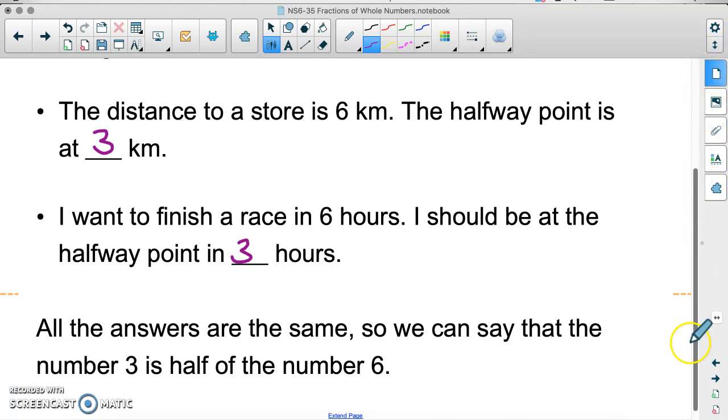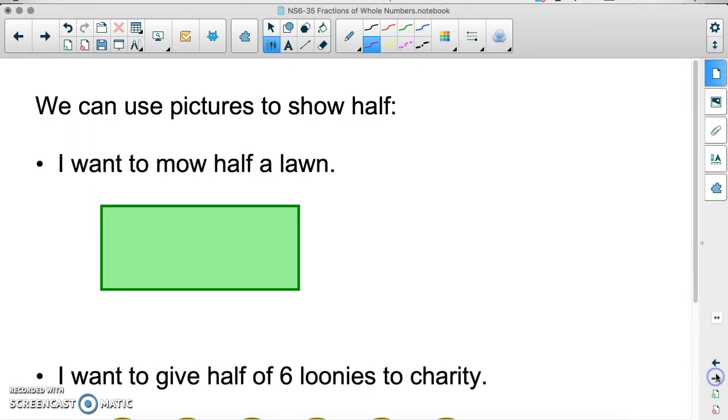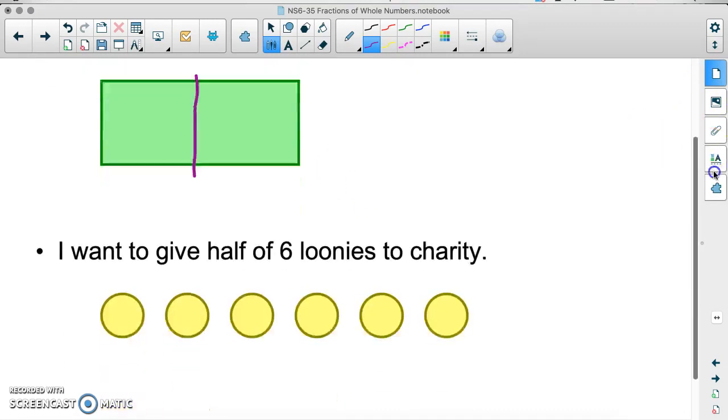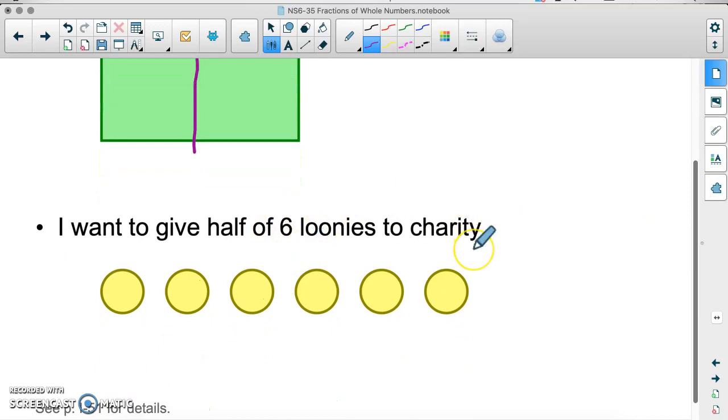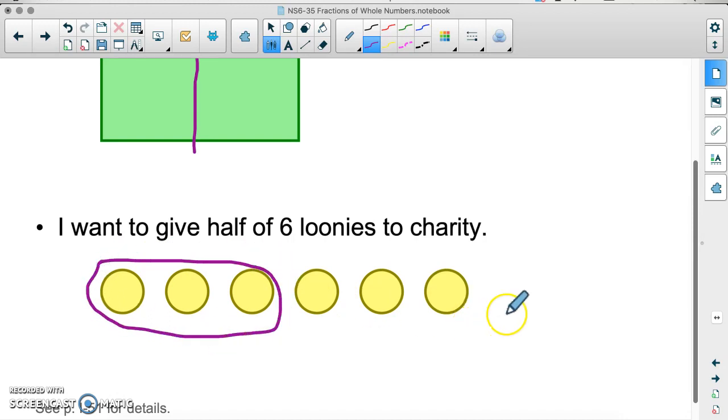So let's use a picture to explain half. If I have a lawn here, pretend this is my backyard, and I want to mow half of the lawn, well, I'm going to draw a line down the back of my backyard, and I'm going to only mow half of it. I'm going to leave the other half unmowed. If I want to give half of 6 loonies to a charity, then I could donate these 3 to a charity, and I would keep these 3 for myself. So we can see that 3 is half of 6.